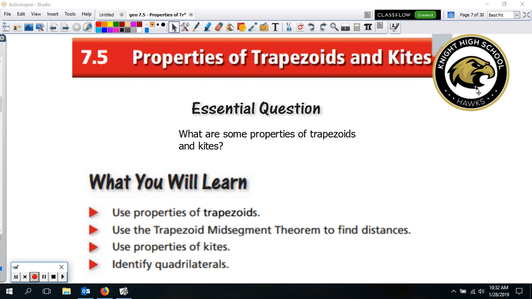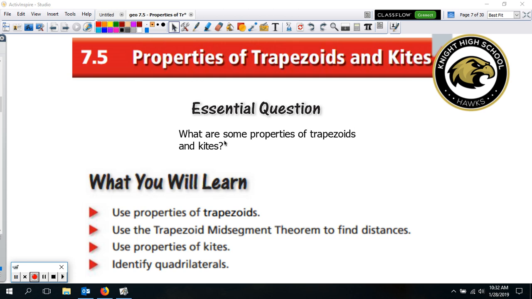Hey guys, here we are with our last section in Chapter 7, which has all been about quadrilaterals, which are four-sided figures. So we had some special ones that we were talking about, especially parallelograms in those first few sections, and then we talked about rectangles, rhombuses, and squares in the last one. And there's different properties for each of those, as we saw. And now we're going to look at trapezoids and kites in 7.5 and look at the properties for those.